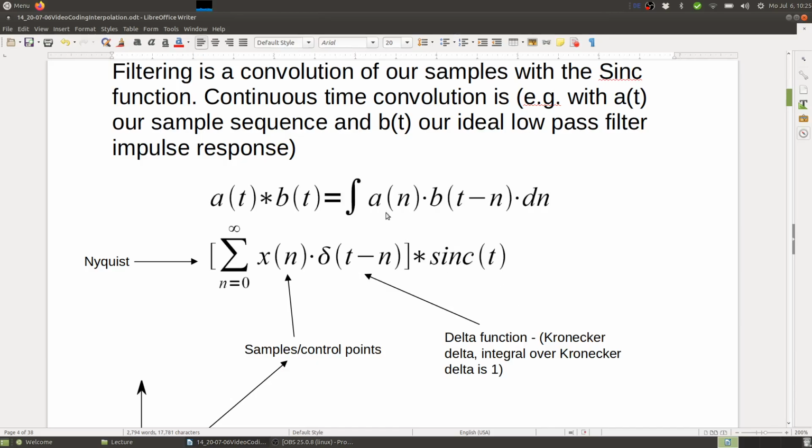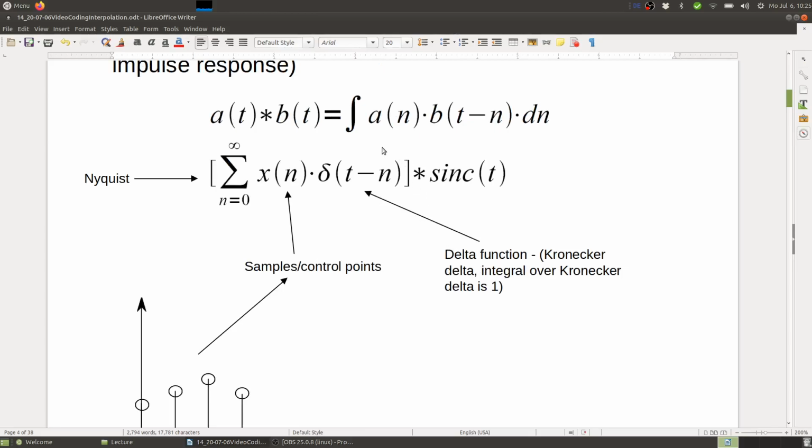Now when we look at this integral here, we see that the first part is our sequence of Diracs, right? So this could be our A. And then the second part, the B, is now our sinc function. So we take the Dirac sequence of our image and convolve it with the sinc function, with the ideal low-pass filter. And then we can see here that we have a bunch of Diracs convolved with the sinc function. And we know that a shifted Dirac convolved with a sinc function is simply a shifted sinc function.